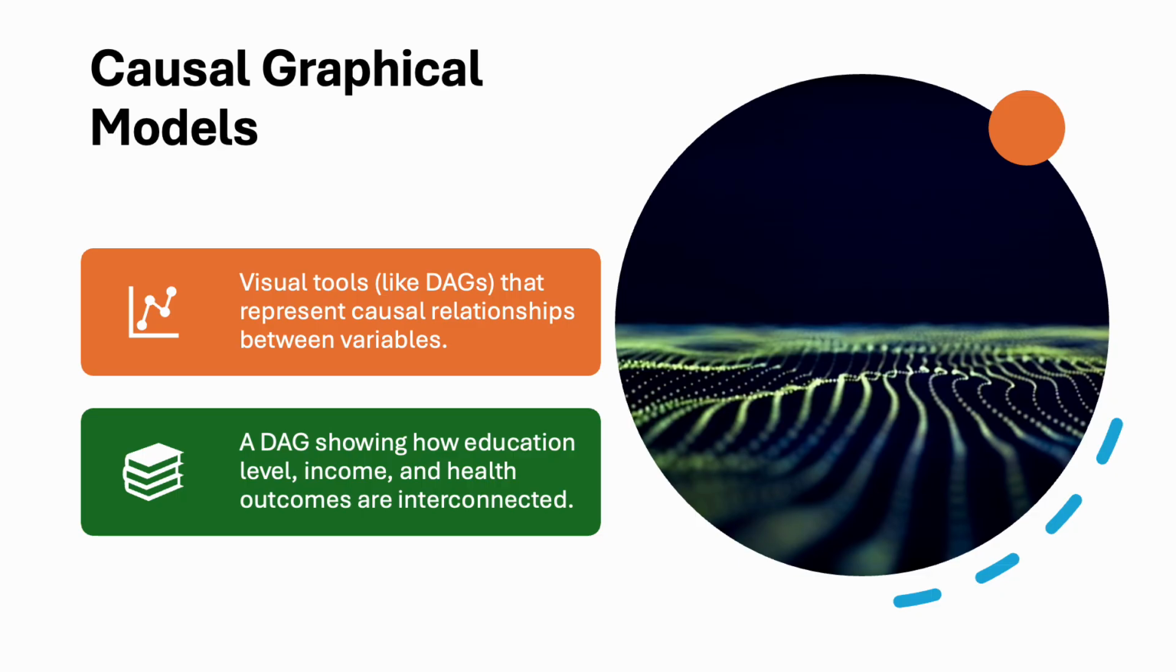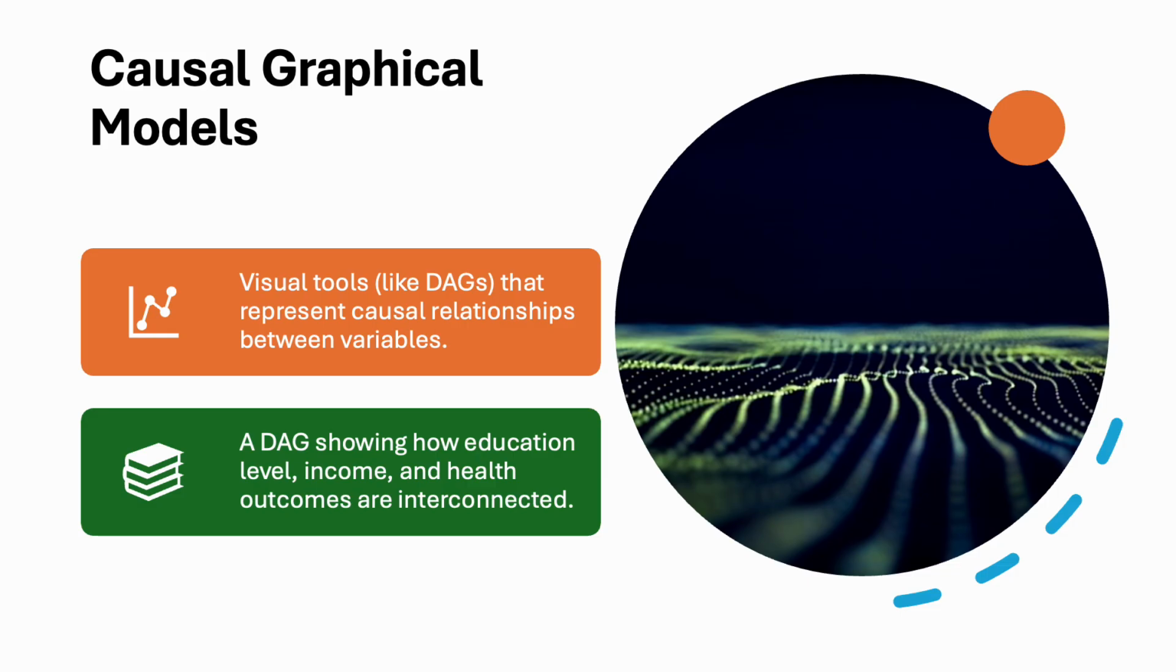Causal graphical models. These models are visual tools, like diagrams, that show how different variables influence each other. One common type is called a directed acyclic graph, or DAG. These graphs use arrows to represent cause and effect relationships, making it easier to see how changes in one area might affect another. For example, a DAG could show how education level impacts income, which in turn affects health outcomes.